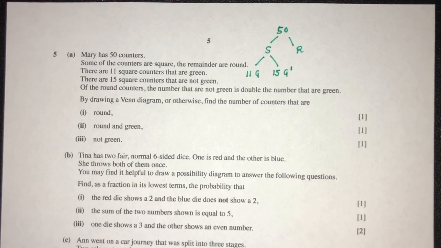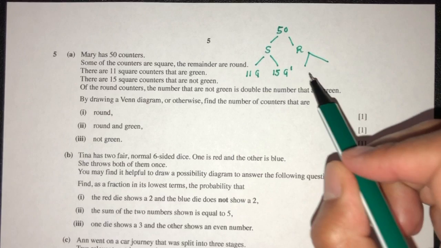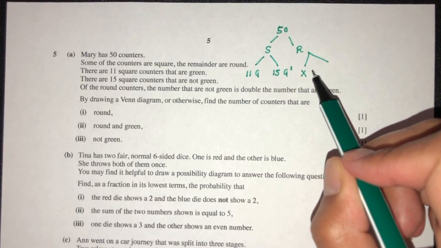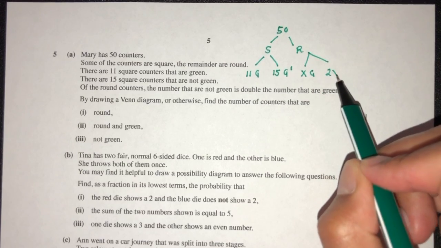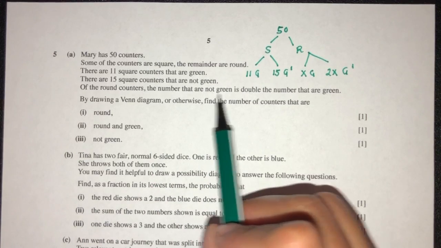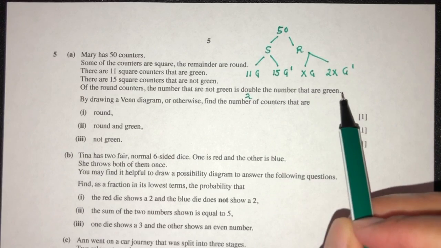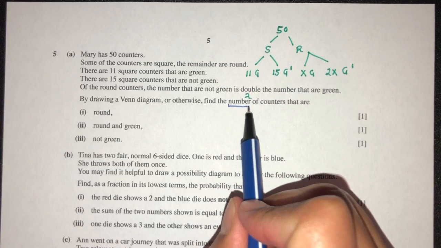Of the round counters, the number that are not green is double the number that are green. So from the round, let's call X the number that are green, so that 2X will be not green according to the question. The number of counters that are not green is 2 times the number that are green. Okay, let's move on. Now what else? Here we have, by drawing a Venn diagram or otherwise, find the number of counters that are round.